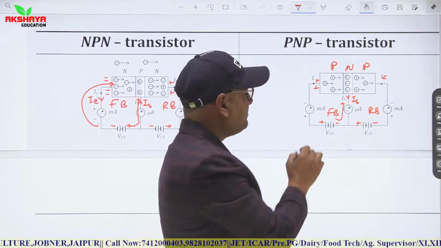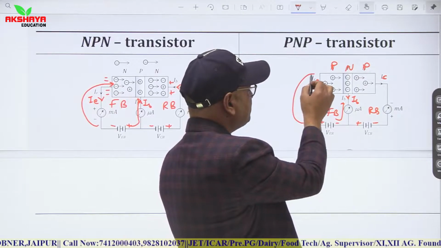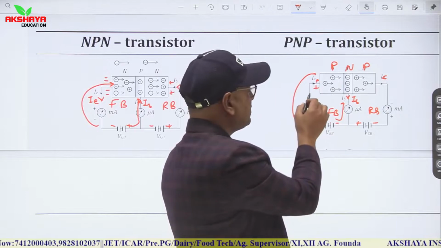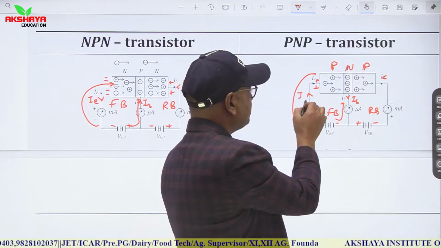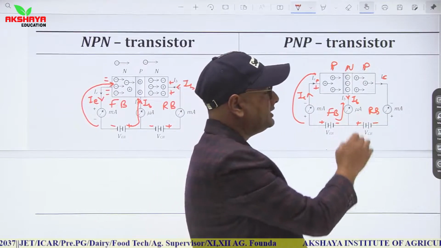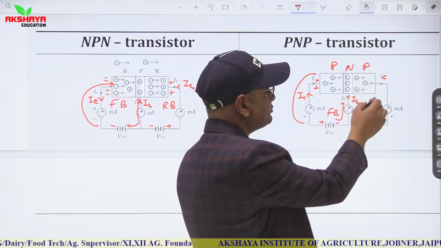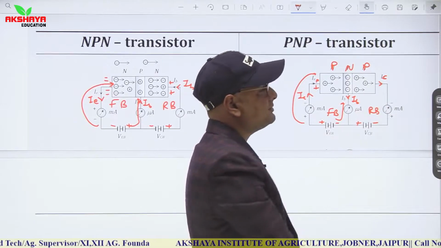At the same time, a positive charge also travels from the cell to the P region, hence a current is established, which is IE. And similarly, in the reverse bias, in the CB junction also a current IC is established.